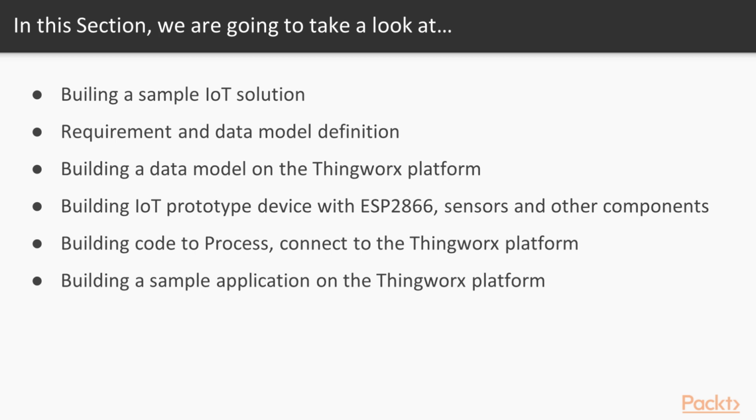Then you will build an IoT prototype from scratch using the ESP8266 modules, sensors, and other electrical and electronic components. You're going to be writing the code to process all the information from the sensors and connect to the ThingWorx platform using your REST API. And finally, you will be building a simple application on the ThingWorx platform, connecting your device to the ThingWorx platform, and testing as well.